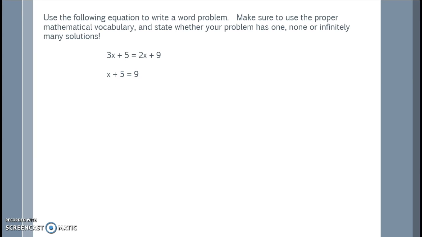Use the following equation to write a word problem. Make sure to use the proper mathematical vocabulary and state whether your problem has one, none, or infinitely many solutions. I have 3x plus 5 equals 2x plus 9. So what I first did was subtract 2x from both sides, and I get x plus 5 equals 9. So x equals 9. So now that I have a context of what the problem is and our ending solution, knowing that we have one solution, we can come up with a word problem to match.